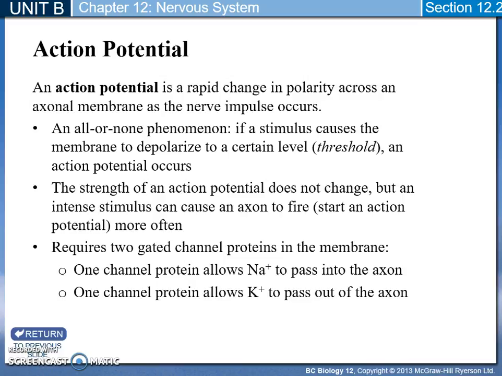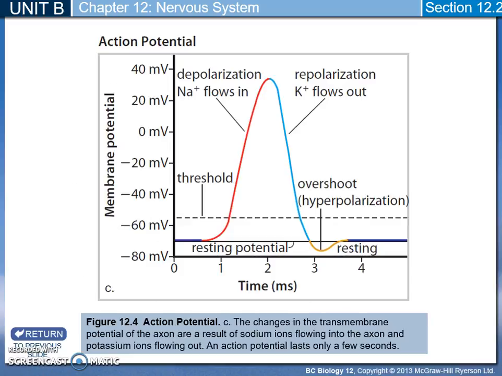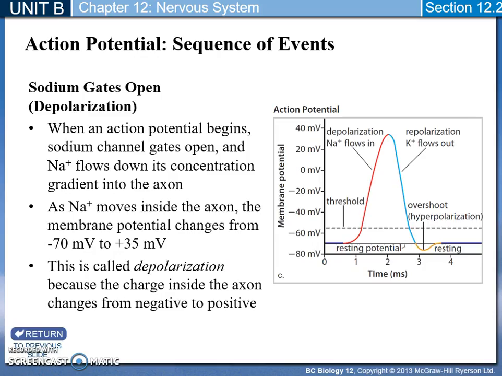It requires two gated channel proteins in the membrane. One channel protein allows sodium to pass into the axon, and another channel protein allows potassium to pass out of the axon. So here you can see the polarity of the axon, the inside with respect to the outside. We originally have the resting potential, which is about minus 70 millivolts, and then once it reaches the threshold, an action potential occurs where you initially have depolarization where sodium flows in, and then you have repolarization where potassium flows out. It results in an overshooting, a hyperpolarization, and then back to the resting potential. So we'll look at each of these different parts in a little bit more detail here.